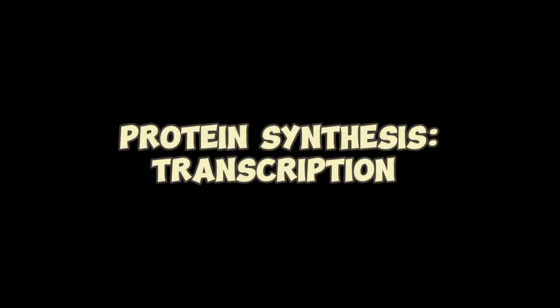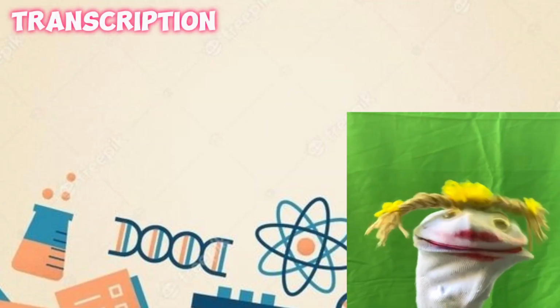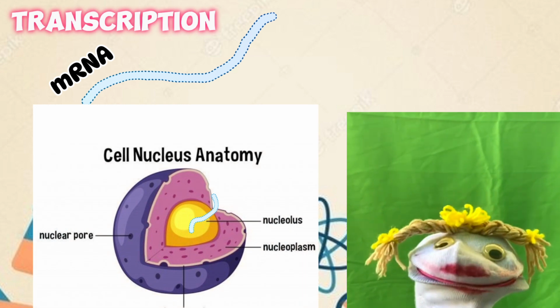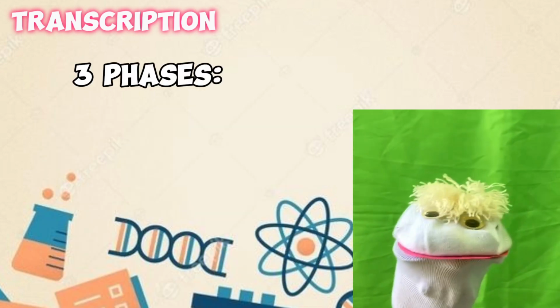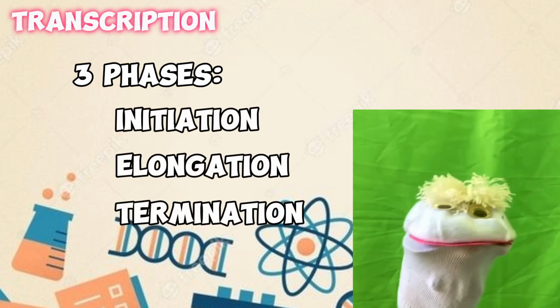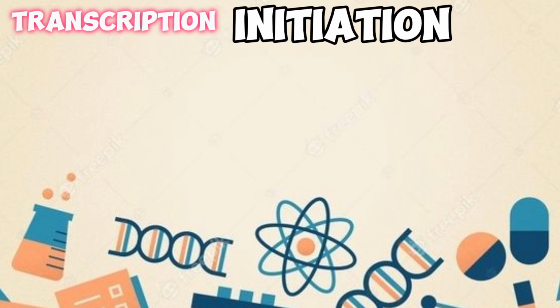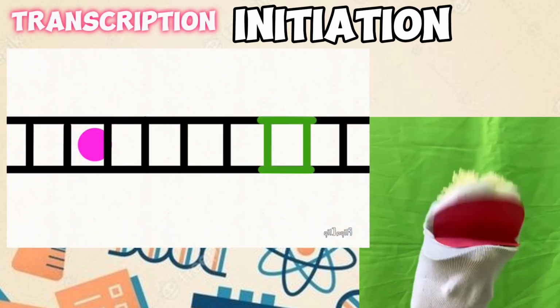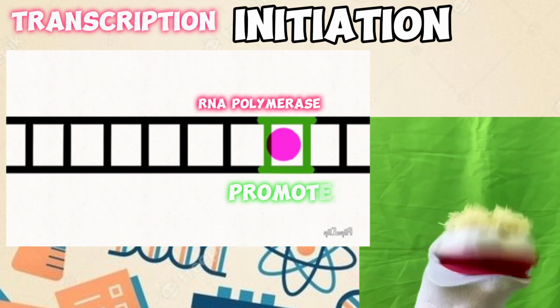Protein synthesis: transcription. Transcription begins when mRNA enters the nucleus. Transcription is separated into three phases, which are initiation, elongation, and termination. First is initiation. Initiation starts when an enzyme called RNA polymerase attaches to one part of DNA where the promoter is located.